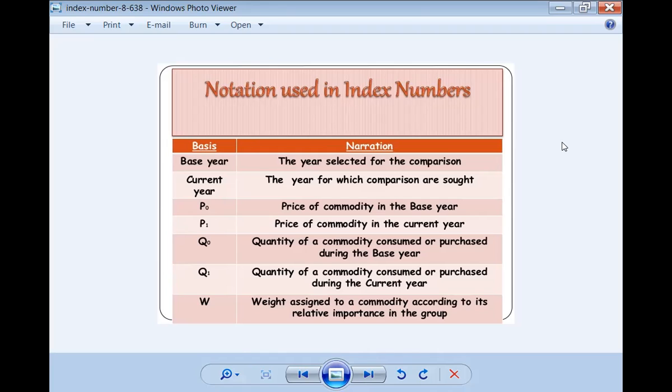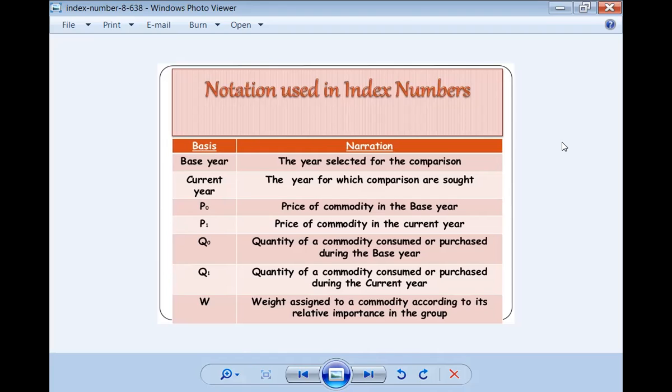So here, we have to use notations for the base year: P naught. P naught means the price of a commodity in the base year. P1 means the price of a commodity in the current year. So P1 means current year prices, and P naught means base year prices.